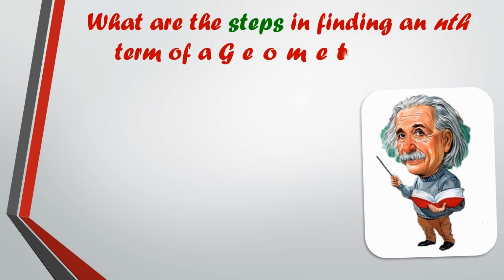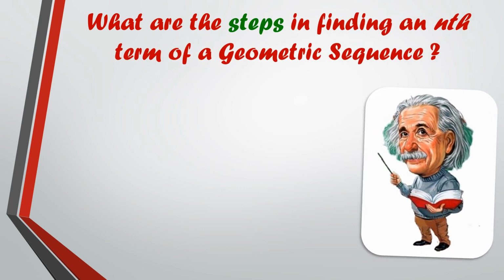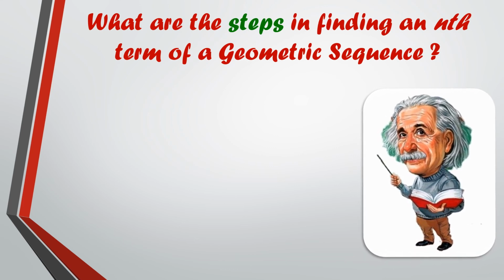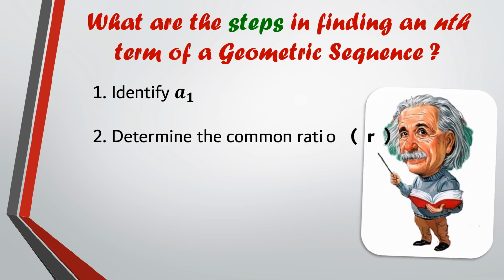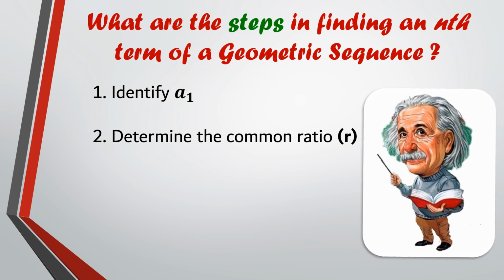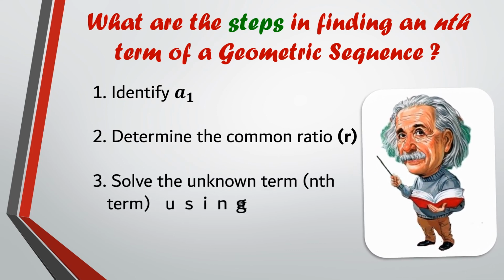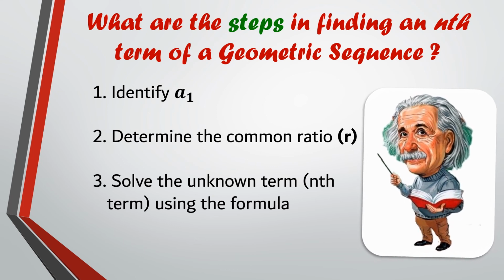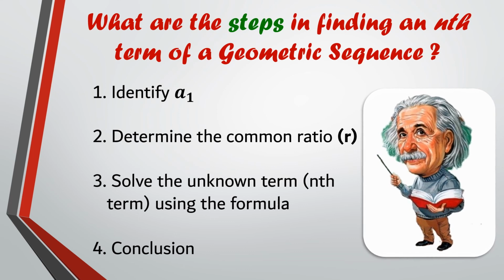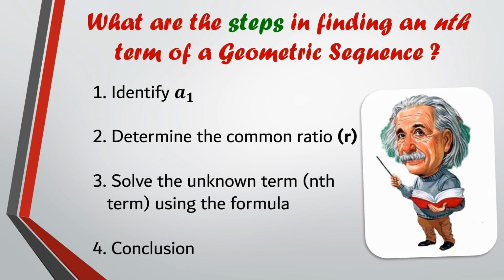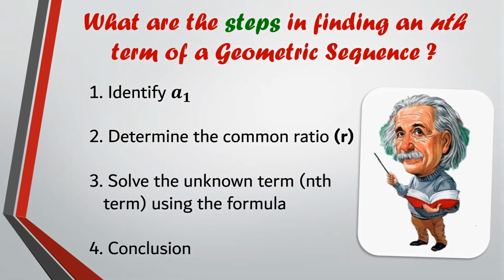What are the steps in finding an nth term of a geometric sequence? Very simple. You just need to remember 4 steps. Number 1, identify a sub 1 or the first term. Number 2, determine the common ratio. Number 3, solve for the unknown term using the formula. And number 4, you write down your conclusion. That's it. I hope you have learned something from me today.